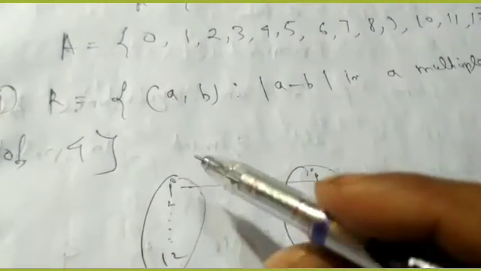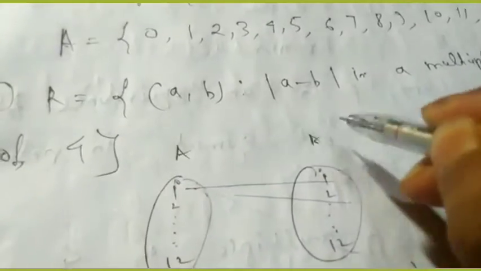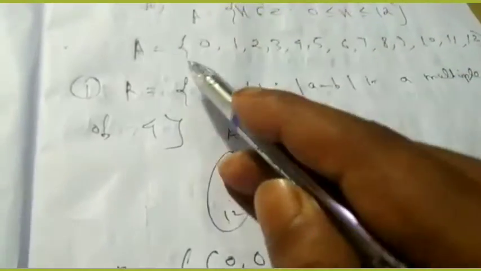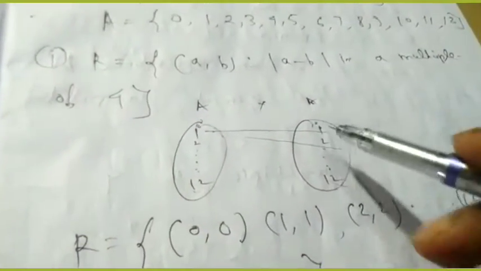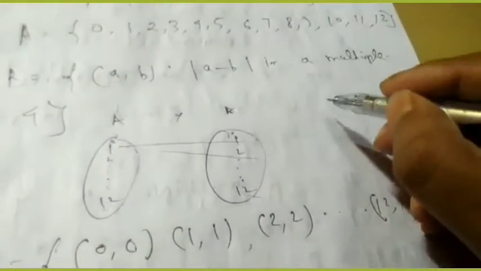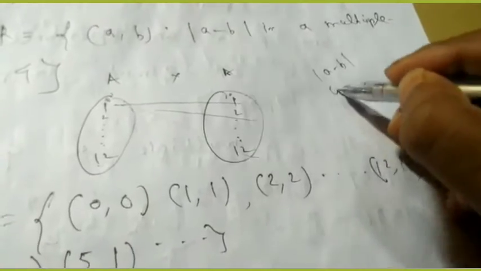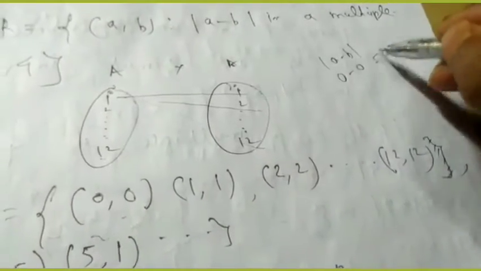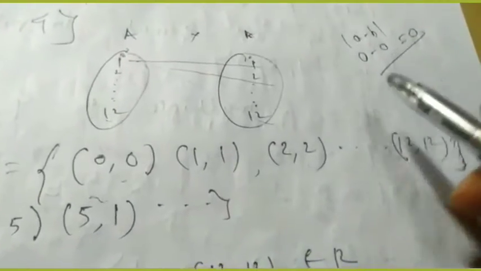So we suppose it is A cross A, taking all the values from 0 to 12, because the starting value is 0 and the end value is 12. The ordered pairs will be like this: (0,0), (1,1), (2,2), (12,12), (1,5), (5,1). Why is that? Because in the relation we have the mod of a minus b. 0 minus 0 is 0, which is a multiple of 4. 1 minus 1 is again 0, 2 minus 2 is 0, and 12 minus 12 is again 0. So those are multiples of 4.